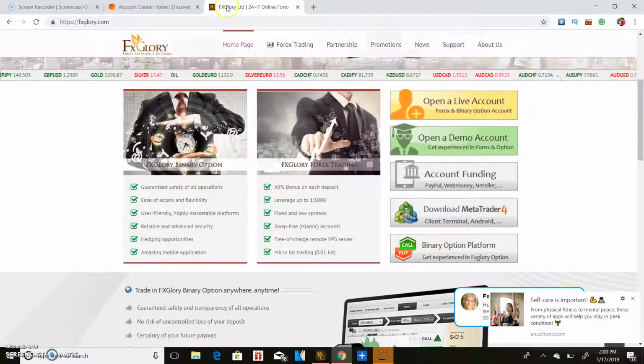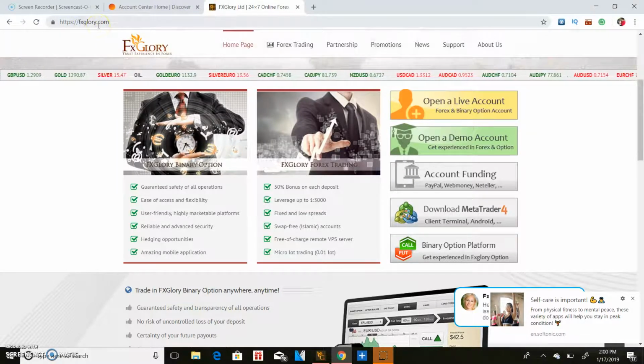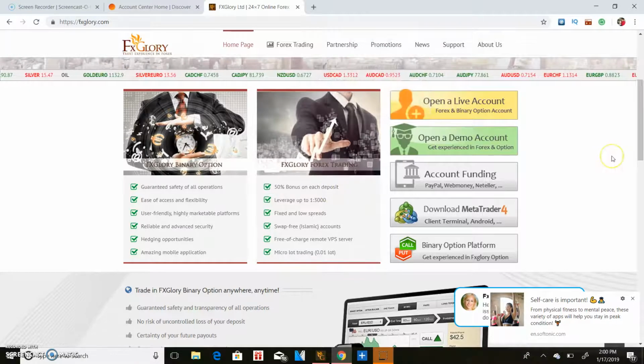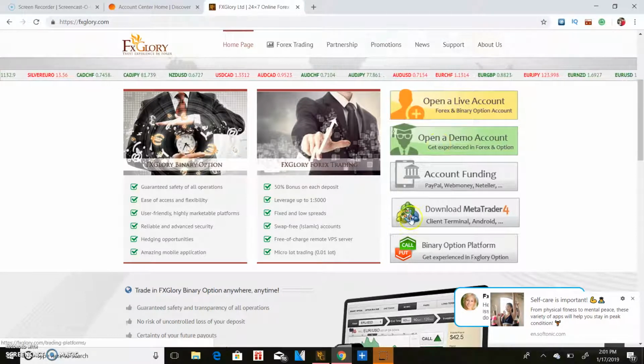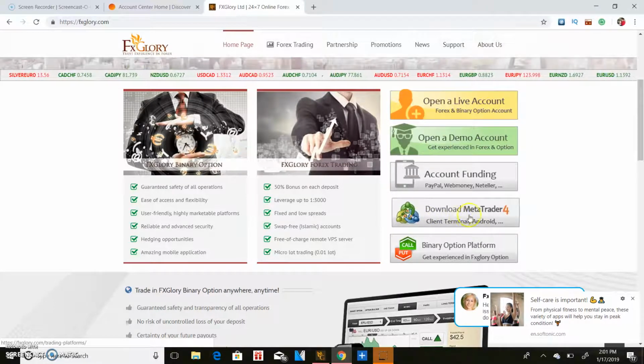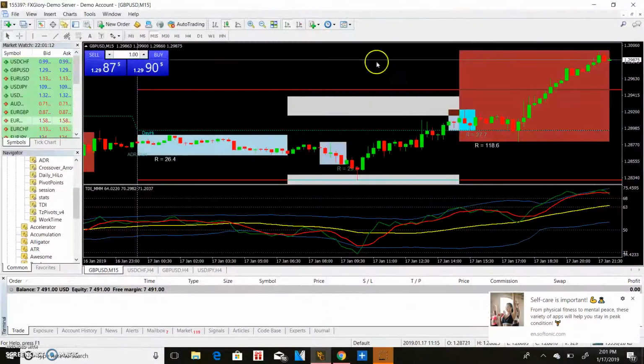So you can go to fxglory.com, and I usually just use FX Glory to trade demo. You could also use Trader's Way to trade demo as well. But when trading live, every now and then I might use FX Glory, but I use tradersway.com. But like I said, you can go to FX Glory, click on open a demo account, download the MetaTrader 4, which is this right here.